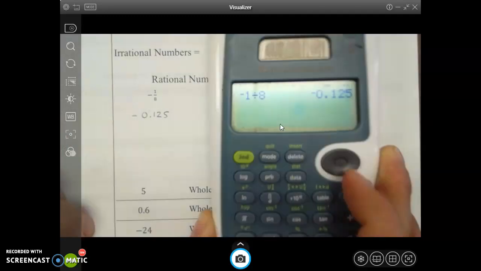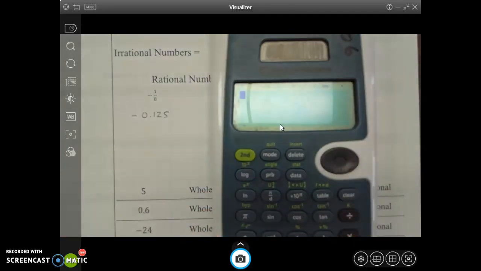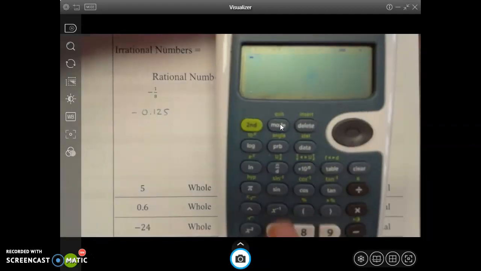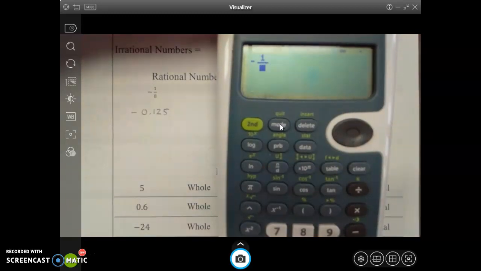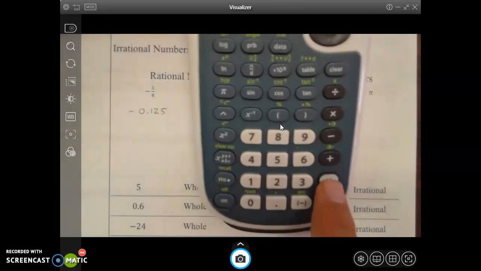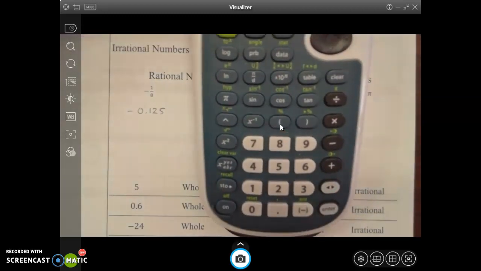Okay? And I'm going to show you one other way, just because I didn't get a chance to show you guys this last week. I do want to show you guys this n over d key. That's here. That's your fraction key. You're probably going to be able to use that a lot this year. So I'm going to do negative, hit the fraction button, or that n over d key. Just do 1 over 8.